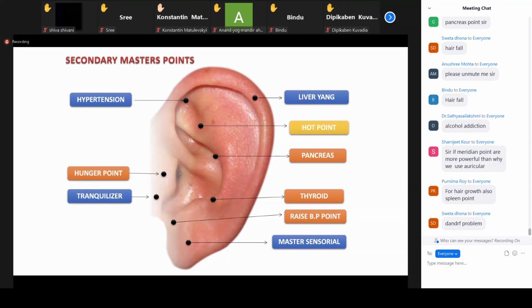In the advanced level, we teach meridians and a few more points, but for the basics, this is enough.